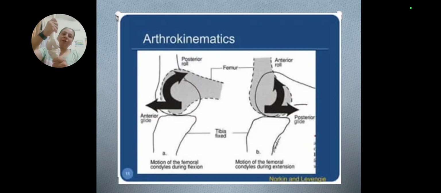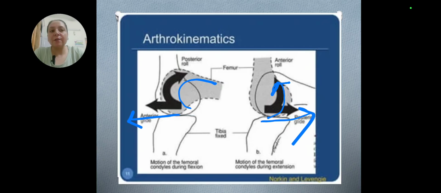When the femur is moving posteriorly, the glide is taking place anteriorly. When the femur is going anteriorly, the glide is taking place posteriorly. This is the motion which takes place in a closed kinematic chain. You can see this in this diagram. When it is rolling posteriorly, the gliding is anterior. When the femur is going into extension, that is an anterior roll, the glide is posterior.